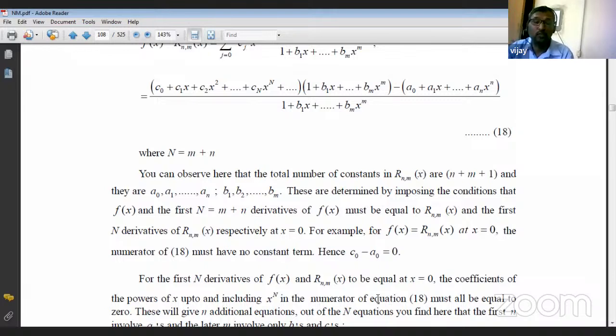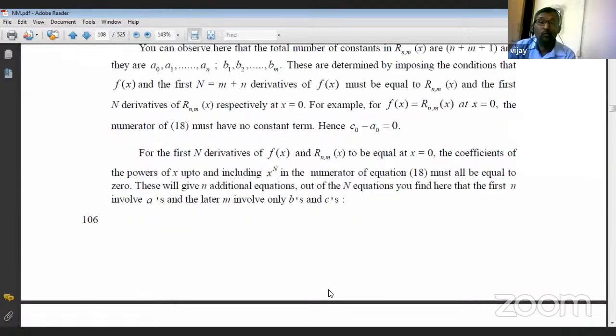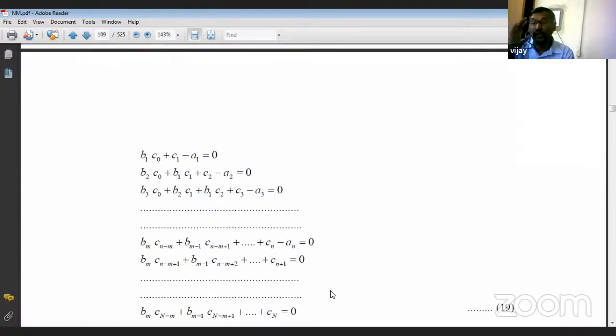For example, f of x equals r_{n,m}(x) at x equal to 0. The numerator has no constant, so C0 minus a0 is equal to 0. Why? Because we are taking the derivatives of f minus r_{n,m} equal to 0. The coefficients of the powers of x up to and including x^N must equal 0. These give N plus 1 equations. The first involve a and the latter involve only b and c. So we write the first equations: C0 minus a0 equals 0, C1 plus b1 C0 minus a1 equals 0, C2 plus b1 C1 plus b2 C0 minus a2 equals 0, then b3 C0, b2 C1, b1 C2 and so on.